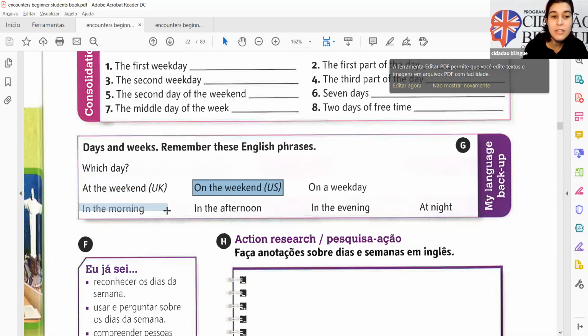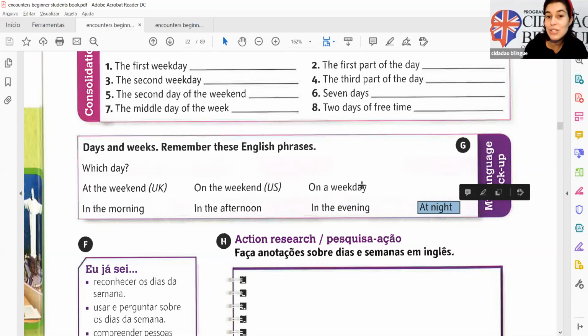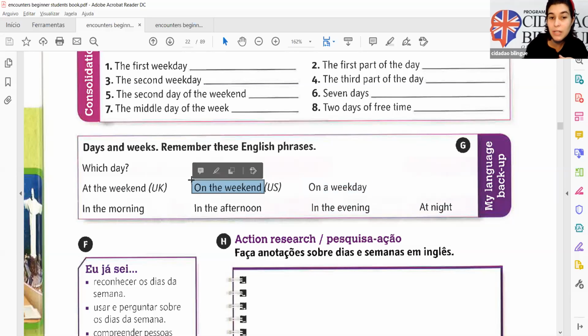In the morning, de manhã, in the morning. In the afternoon, de tarde. In the evening, de noite, at night. Ok? De noite. Lembrem-se disso. On a weekday, ok? Em um dia de semana. On the weekend, ao final de semana, ok?